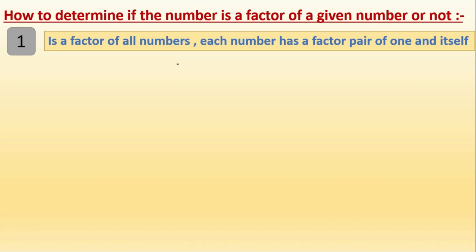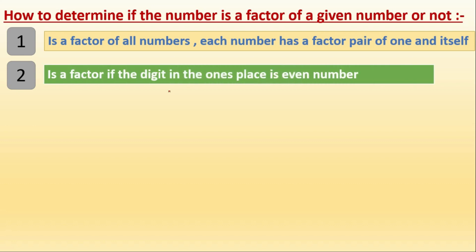Don't we say 1 times any number gets the same number? So 1 is a factor of all numbers. Okay. 2 is a factor if the digit in the ones place is an even number. What does that mean? Let's take an example right away: 2 is a factor of 52. Why? Because the one's digit is an even number. As long as the one's digit is even, 2 is a factor.